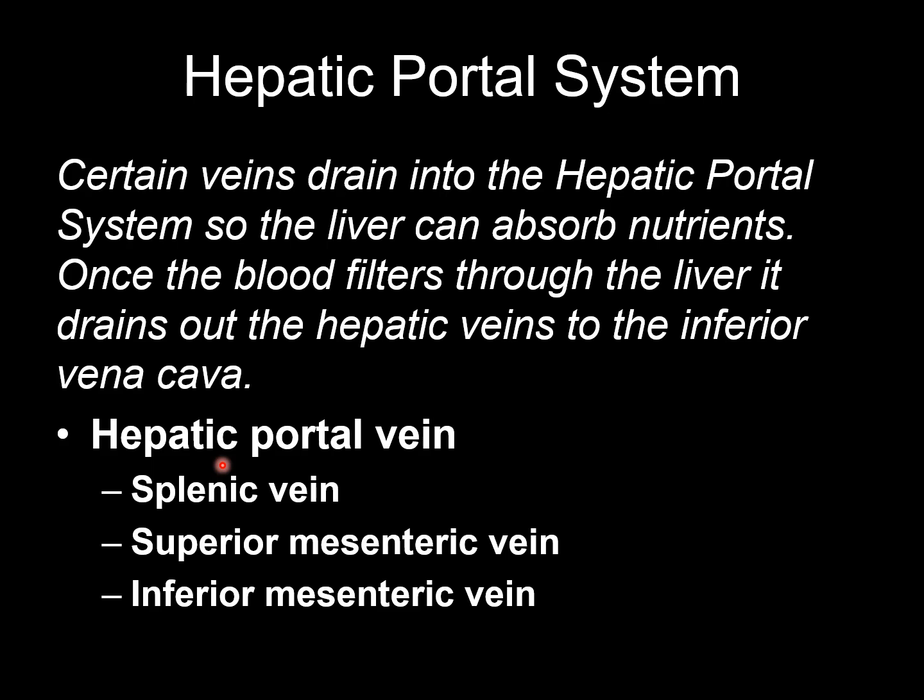So we're going to try to filter the blood a couple different ways. We're going to filter it in the spleen, send it to the liver, and then hopefully by then we've gotten rid of that pathogen before we return all that blood to the heart. So these three veins, splenic vein, superior mesenteric, and inferior mesenteric veins, all drain into this hepatic portal vein into the liver for processing.